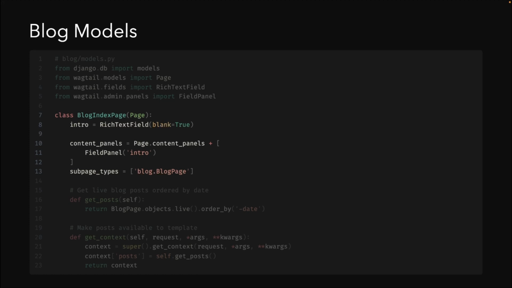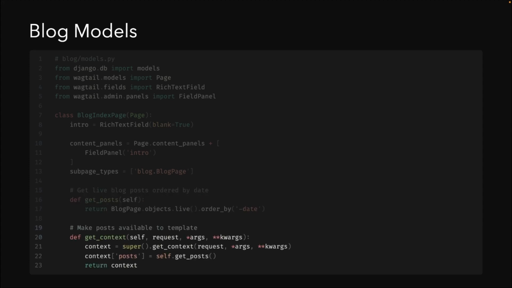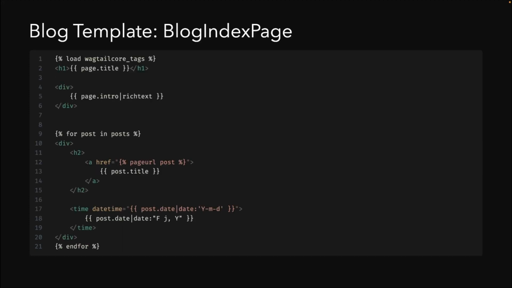We'll define our blog index page with an intro field and set up the Wagtail content panels to display the intro field and only allow blog pages to be created underneath the blog index page. Create a helper function here to fetch all the blog pages that are live and sort them reverse chronologically. Then we'll provide the context to the template and include a new attribute called posts that contains all of the posts sorted reverse chronologically.